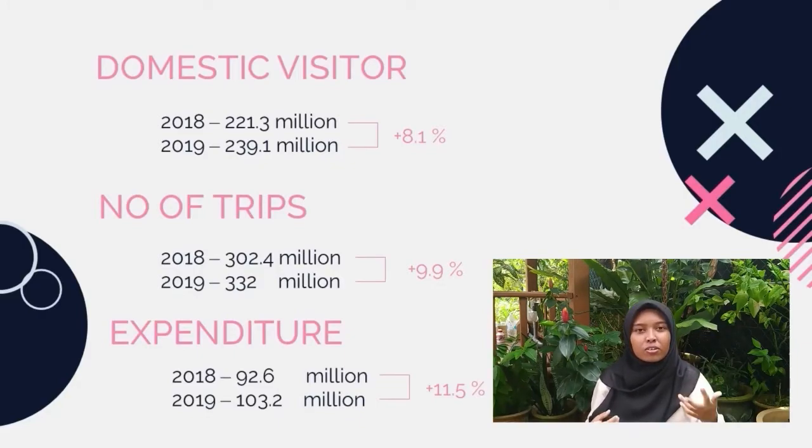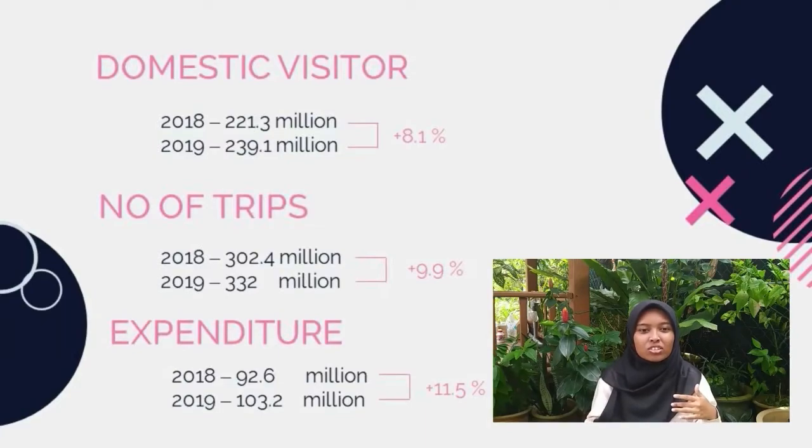Next is the number of trips. Also, we look at the comparison between 2018, which is 302.4 million, and 2019, 32 million, and it also shows an increase of 9.9%. And next, at the expenditure, it shows that in 2018 it was 92.6 million and in 2019 it is 103 million, and it also shows an increased percentage.